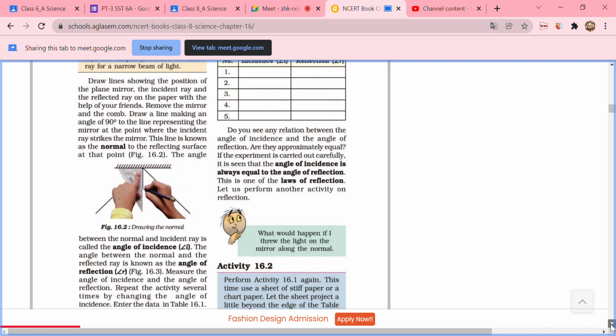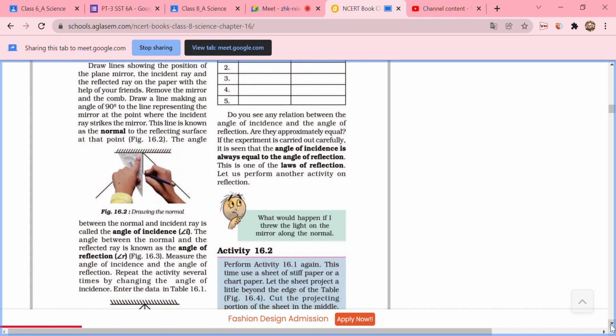Draw lines showing the position of the plane mirror, the incident ray and the reflected ray on the paper with the help of your friend. Remove the mirror and the comb. Draw a line making an angle of 90 degrees to the line representing the mirror at the point where the incident ray strikes the mirror. This line is known as the normal to the reflecting surface at that point.